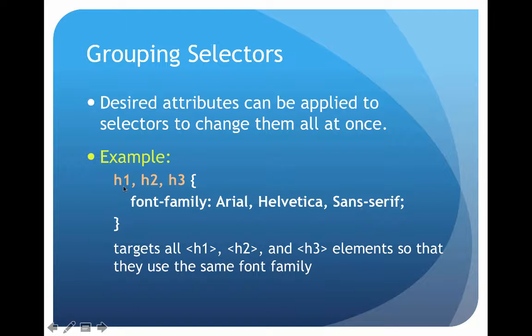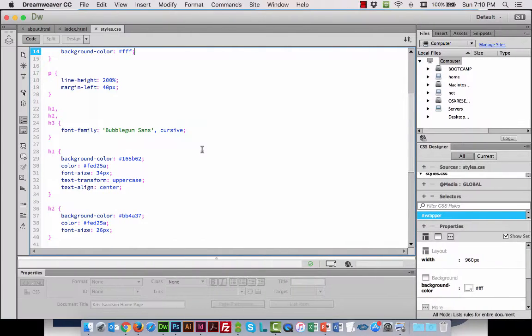sans serif. So what this does is I'm saying there's an H1 and I put a comma after it saying, okay, affect the H1, comma, then affect the H2, comma, and also the H3s. So in this case, all of my H1s, 2s, and 3s are going to have the same font family. Let's go take a look at the style sheet that I created, and you'll see that I did just that.